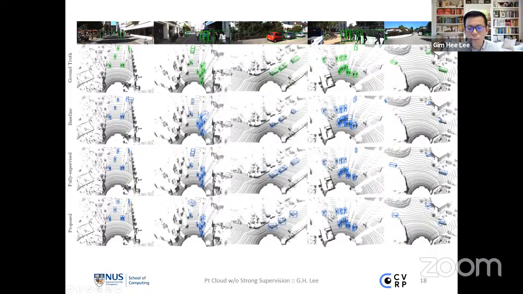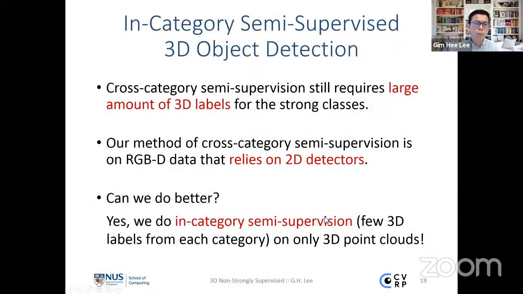One limitation that we can observe from here is that the rotation estimated from the semi-supervision in our framework is less precise compared to the fully supervised framework. This perhaps tells us that it's much more difficult to learn the rotation of the bounding box without strong supervision. In our cross-category semi-supervised learning, which we have mentioned in the previous work, one disadvantage is that it still requires a large amount of 3D data for the strong classes. And furthermore, our method of cross-category semi-supervised learning on RGB-D data relies on a 2D detector as the input.